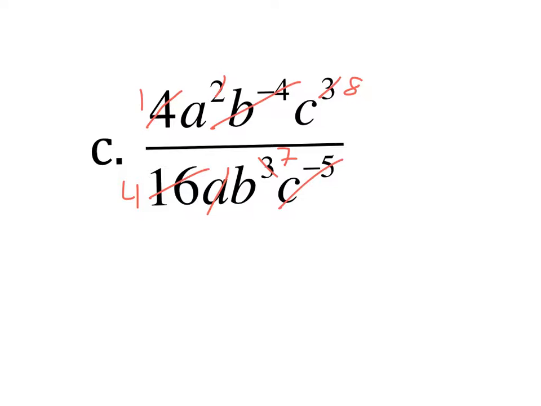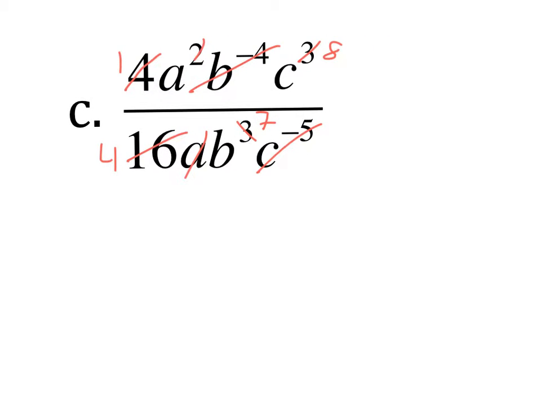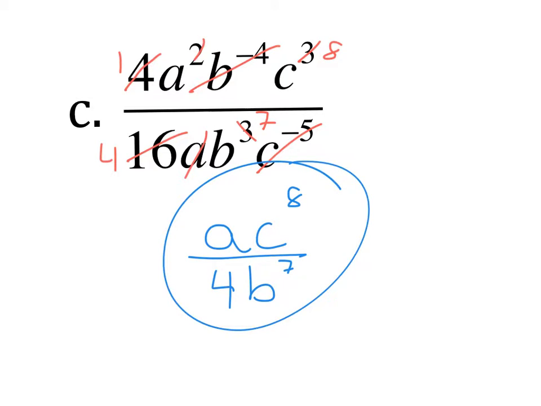So if you have decent handwriting, or you can write very small and legibly, then the method I just showed you works fine and dandy. Now, of course, we just have to pay attention. I have a 1 left upstairs, but I don't need to write that because I have an a and a c to the 8th, so a c to the 8th power all over. Down here, I have a 4, the 16's gone, the a is gone, a b to the 7th, so 4b to the 7th power. And there we go.